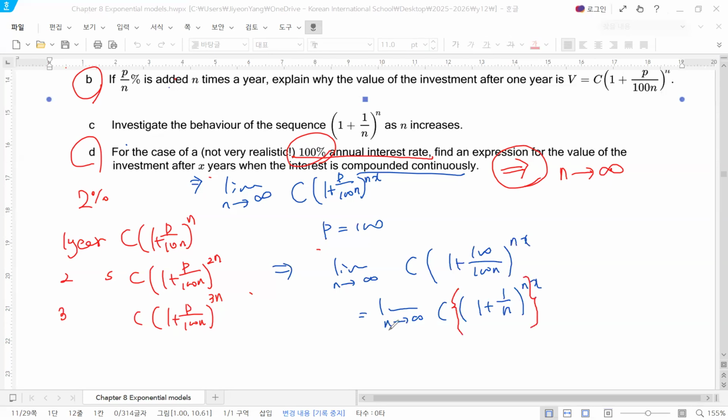Students, do you remember if n goes to infinity, this value goes to 2.72, which is e, the Euler number. Therefore, we can rewrite this equation as C times e to the power of x. This is the answer.